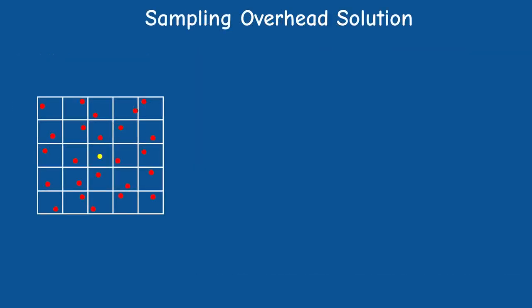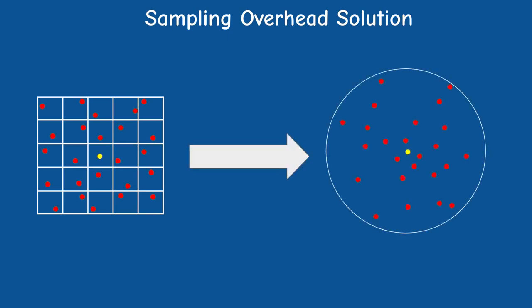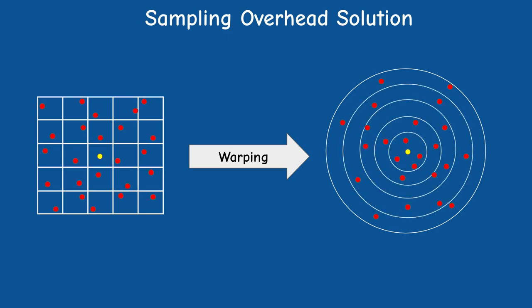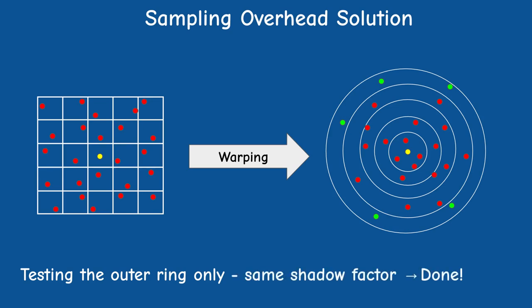Turns out that people who have done the research on this topic came to the conclusion that it would be better to transform the square filter into a semicircle. This transformation is called warping. Warping transforms the grid into a set of rings. The overhead problem is solved by testing only the samples on the outer ring. If all of them are found to be either in shadow or non-shadow, we skip the remaining sample points and assume that the entire filter is the same.